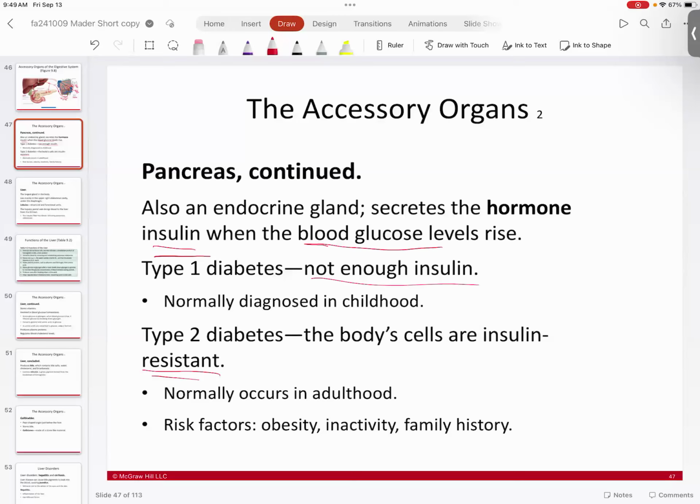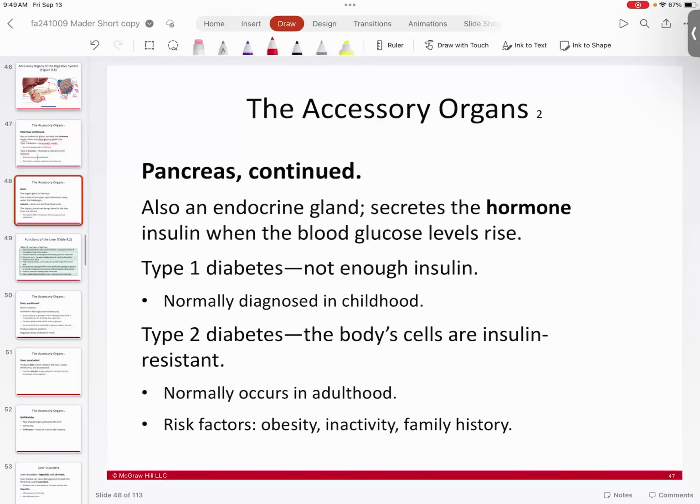And so this will occur typically in adulthood, and it is usually correlated with either obesity, inactivity, or if you have a family history of diabetes.